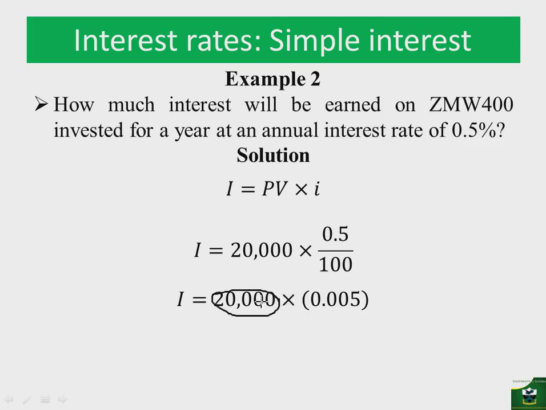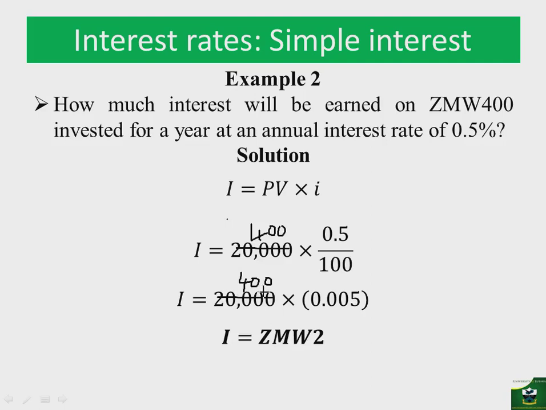Our principal is 400. So I'm putting 400 and then multiplied by 0.005. Now this 0.005 is the 0.5% interest. And if I multiply 400 by 0.005, what I will have is 2 kwacha, meaning interest will be 2 kwacha. So take note that this part here, the principal is 400. The same should happen here. So you put 400 here.